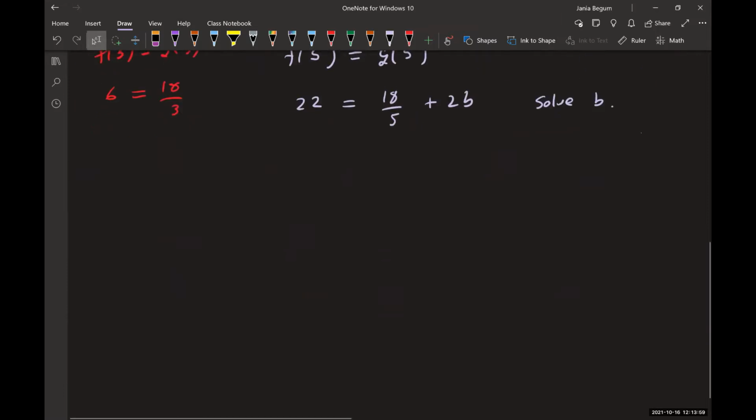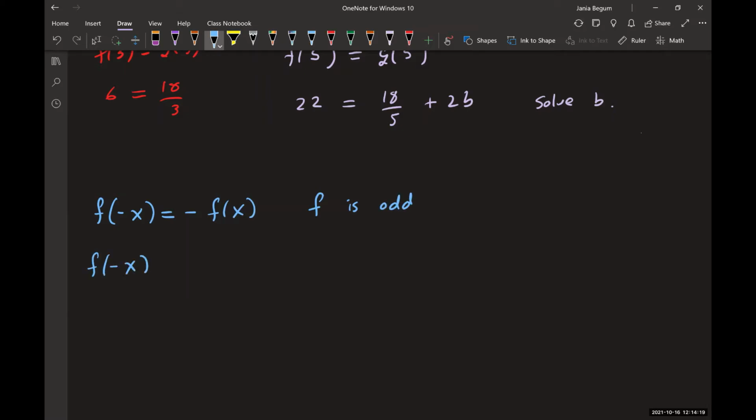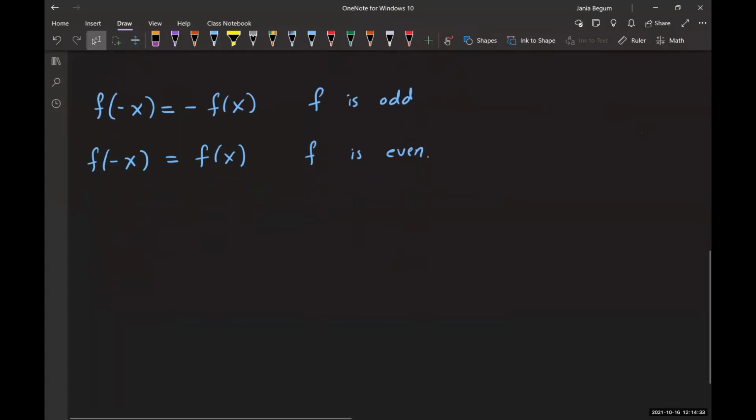Sure. So for odd functions, we have to remember this rule. If you have f of negative x, that will give you negative f of x. That means the function is odd. And if you have f of negative x equals f of x, then that means f is even. Now, how do we use this when we try to show if a function is odd or even? Let's take an example.